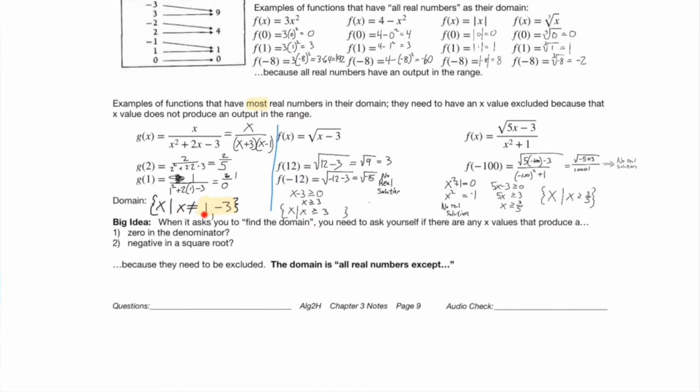Here we removed 1. We removed negative 3. Here we removed all the x's that produce a negative in the square root. This is a process of exclusion. Exclude the x values that produce the problems, the 0 in the denominator, a negative in the square root. The answer is going to be all real numbers except 1, all real numbers except negative 3, or all real numbers just making sure that they are greater than or equal to 3/5.